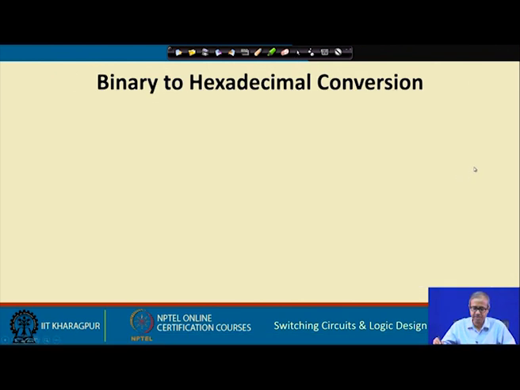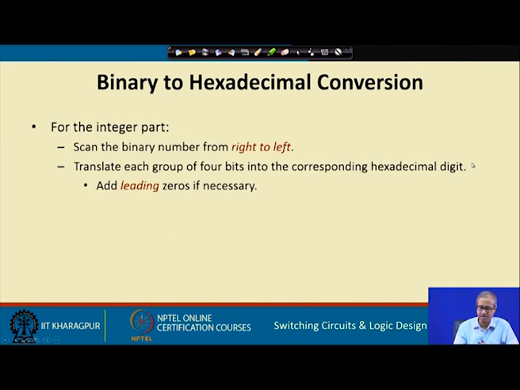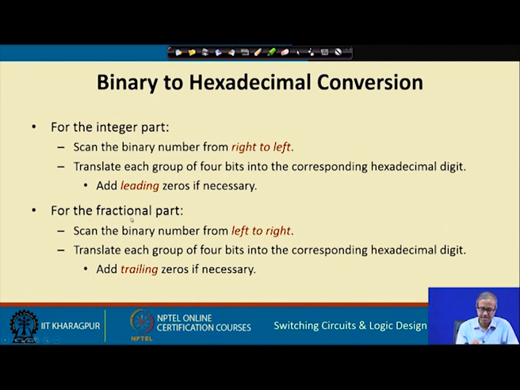So, when you talk about binary to hexadecimal conversion, it is quite similar to octal. For the integer part, you scan the binary number from right to left, and instead of 3 bits, now you group 4 bits, and each group of 4 bits you replace by the corresponding hexadecimal digit. The last one, if it is less than 4, you add leading zeros. And similarly for fractional part, you scan from left to right. Again you make groups of 4, replace it by the hexadecimal digits and add trailing zeros if required.